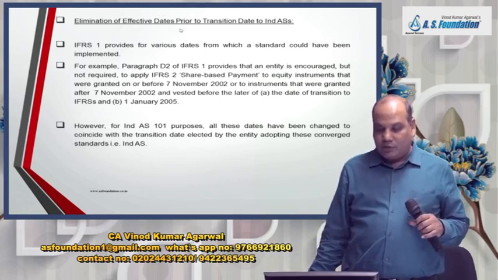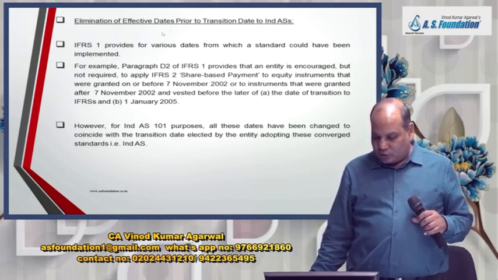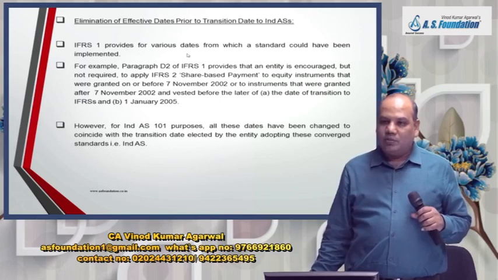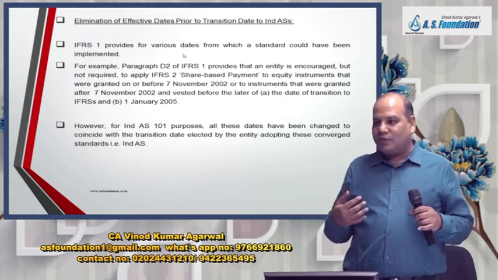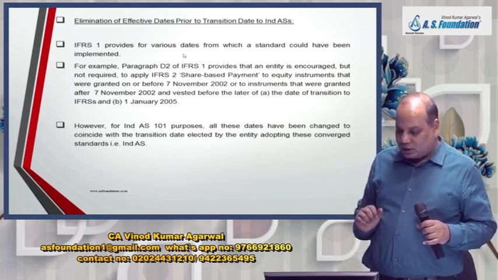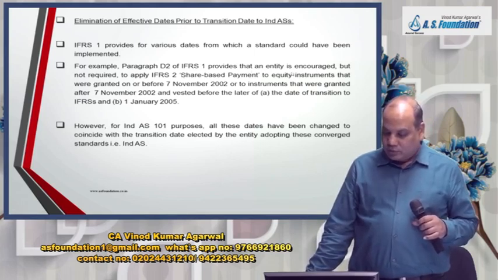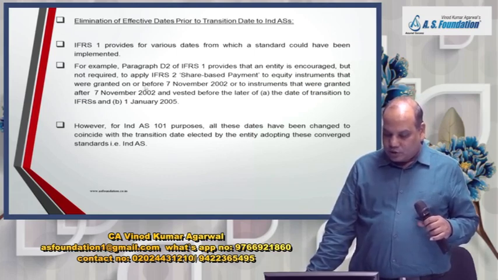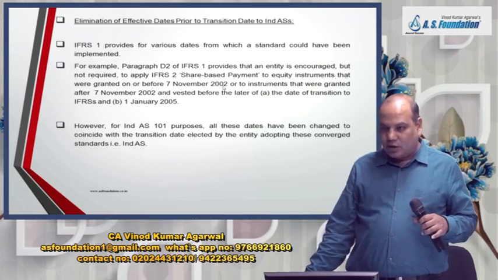One is elimination of effective date prior to transition date to Ind AS. Now, I am going to explain this small point. In IFRS 1, there are lot of dates which have been mentioned. But since in India we are adopting it for the first time now only, those dates mentioned in IFRS are not relevant to us. Like for example, in para D2 of IFRS 1, provide that entity is encouraged but not required to apply IFRS 2 to equity instrument that was granted on or before 7 December 2002. Now, do we need to write such dates in our Ind AS?